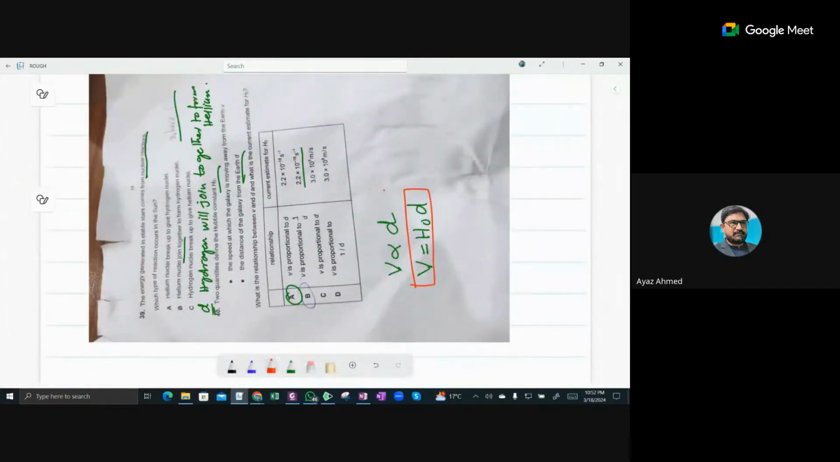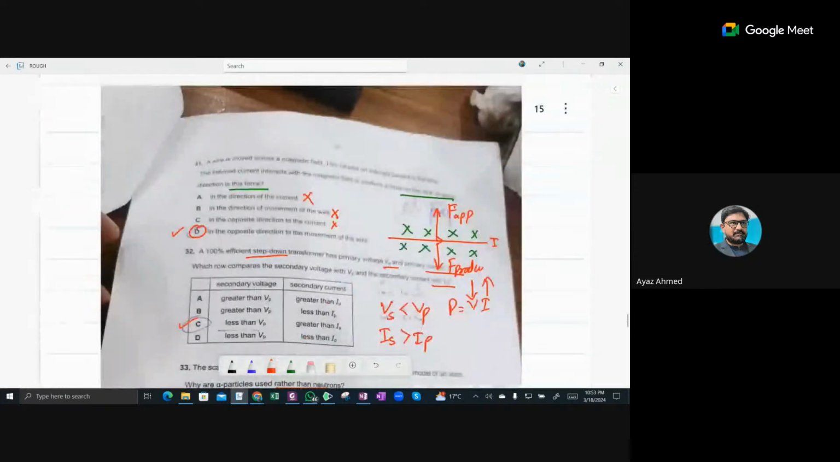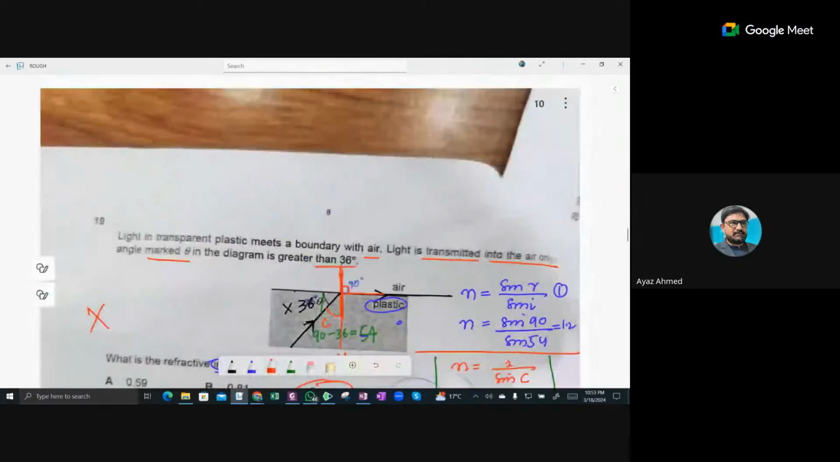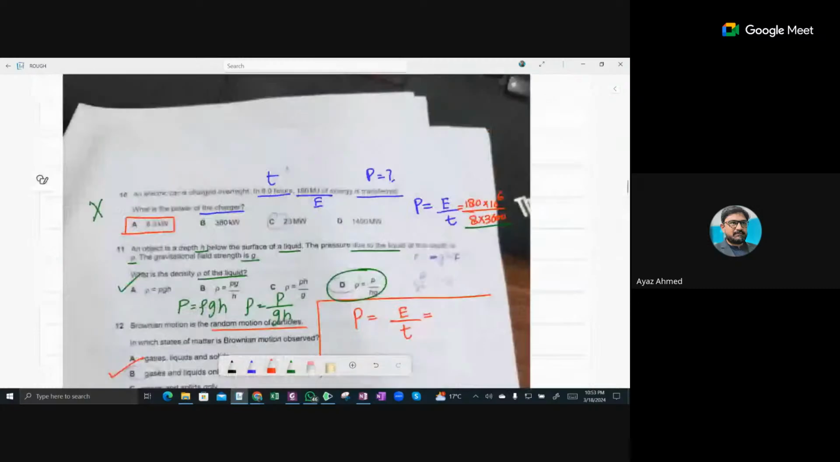Now, what's your score? 33. Okay, out of 40. Hassan, what is your guess of what your score should be if you were appearing in this paper? No idea? No idea. Okay.